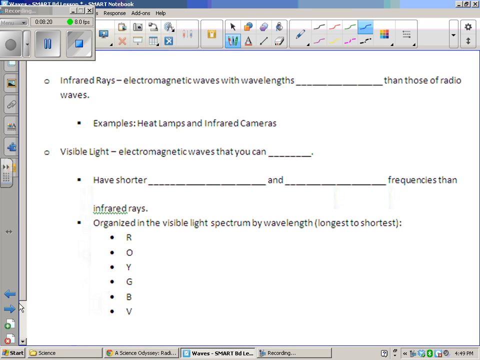The next waves that we're going to talk about are infrared rays. These are electromagnetic waves with wavelengths shorter than those of the radio waves. So you might see infrared rays with heat lamps because infrared rays generate heat, and also infrared cameras that are able to detect body heat. The next part will be visible light. These are electromagnetic waves that you can see.